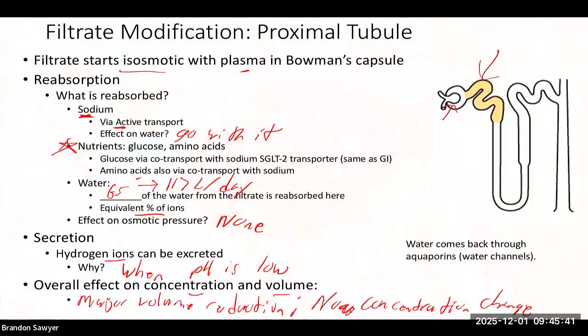Questions on that? Yeah, Joseph? Concentration of what, the urine? Yeah, so all these slides are going to be set up this way. What is this part of the kidney tubule? What does it reabsorb, what's secreted here, and then what's our overall effect on the concentration and volume of the urine, based just on the changes that happen here in the proximal tubule. Yeah, thanks for helping me clarify that. Okay, other questions?